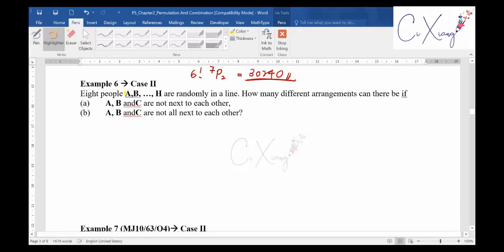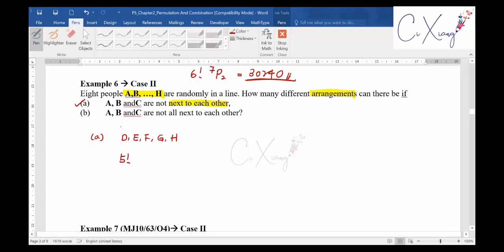So you're having A, B, C, D, E, F, G, H. How many different arrangements? Again, you see the keyword arrangement, then you know that it is permutation. First they say A, B, C are not next to each other. Not next to each other means they must be separated. Which means you arrange all the other letters first: D, E, F, G, H. To arrange these 5 letters here, it should be 5 factorial.